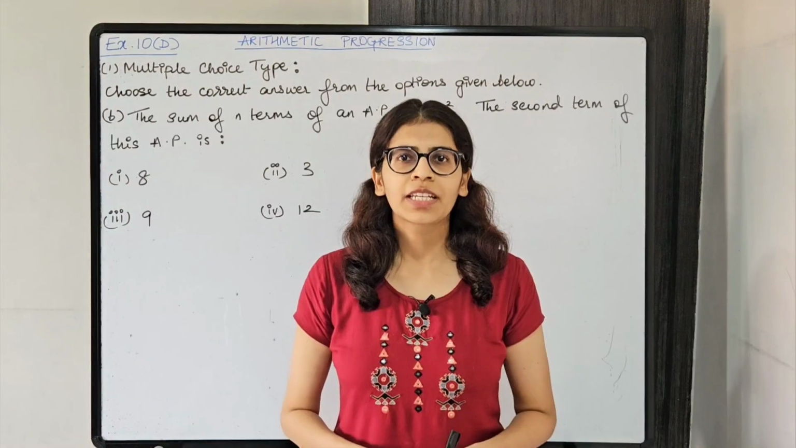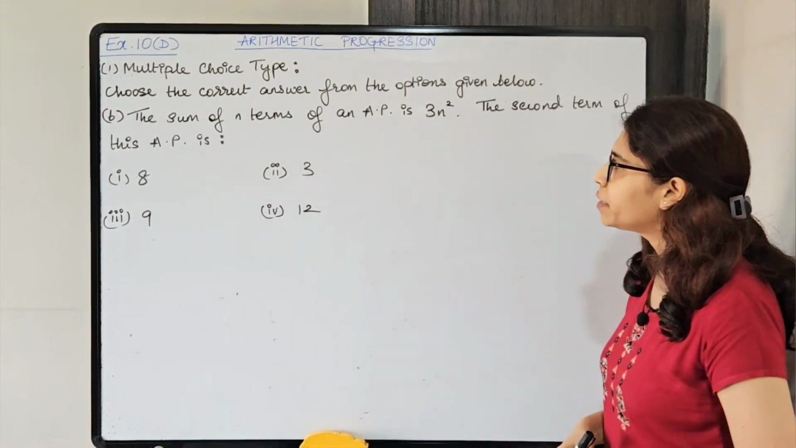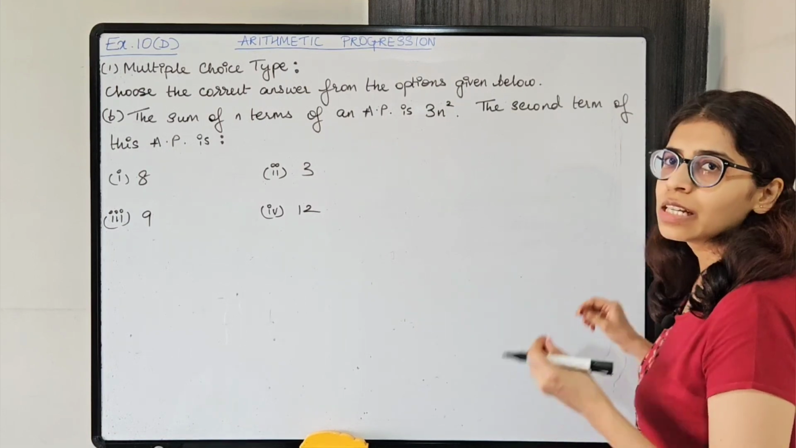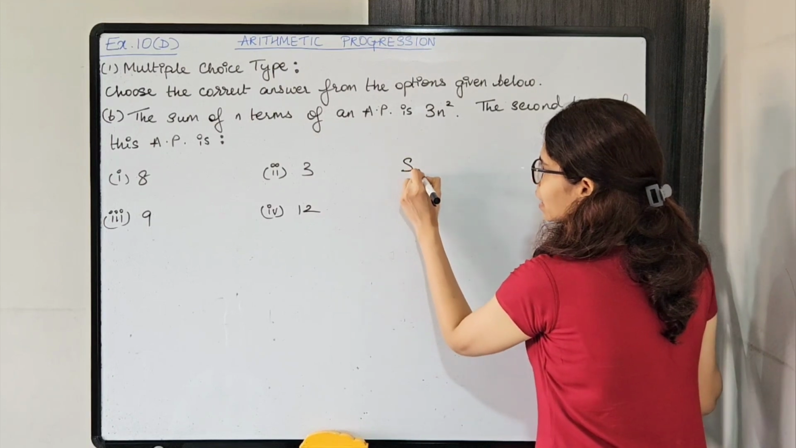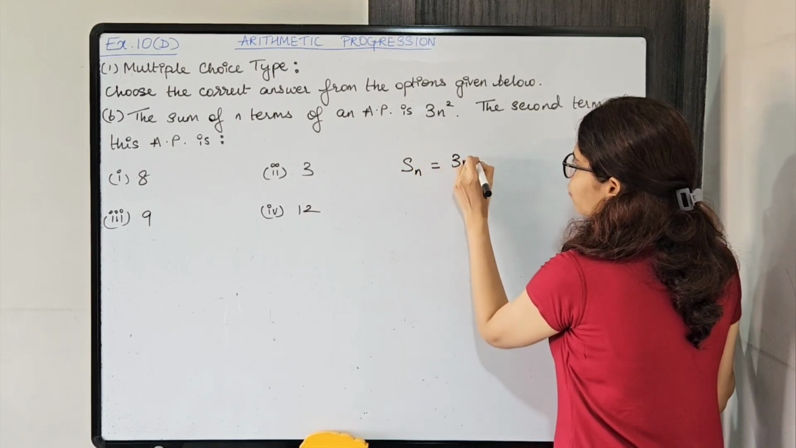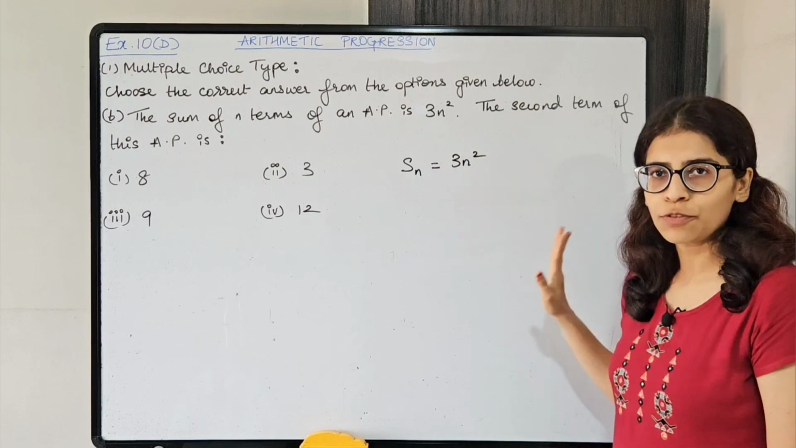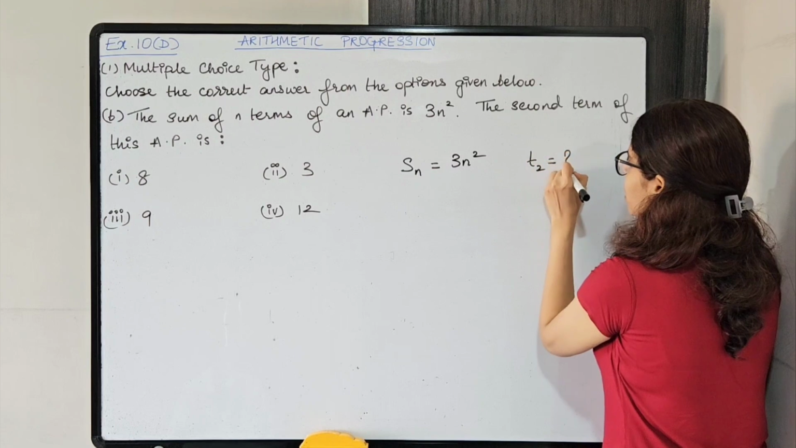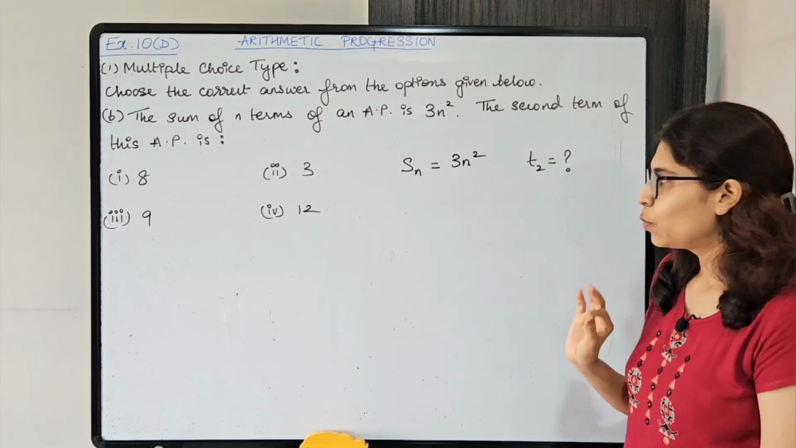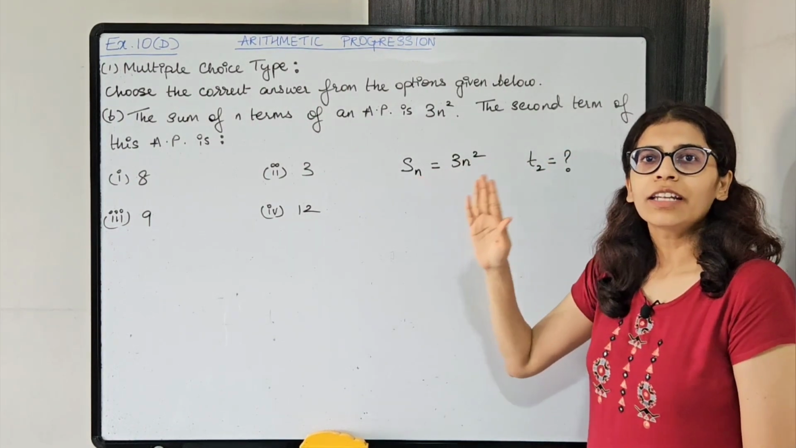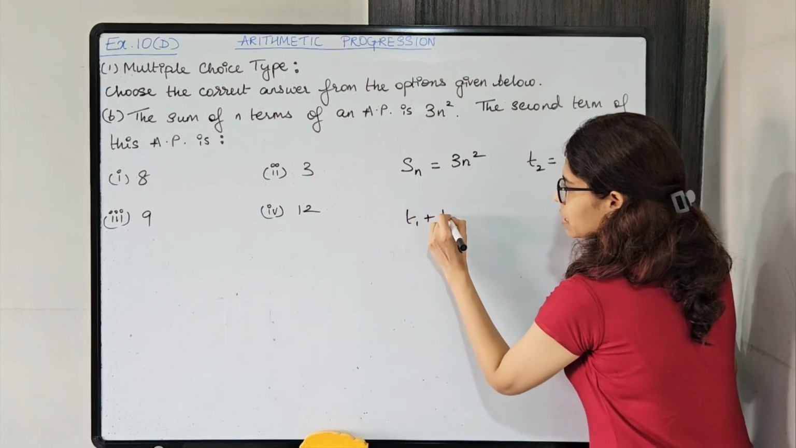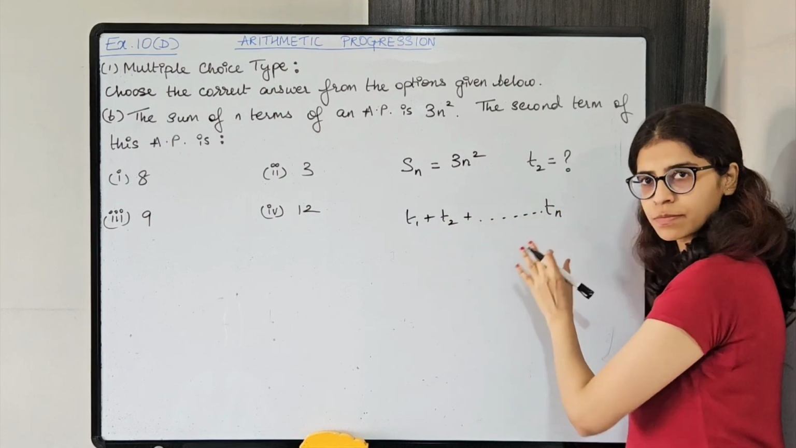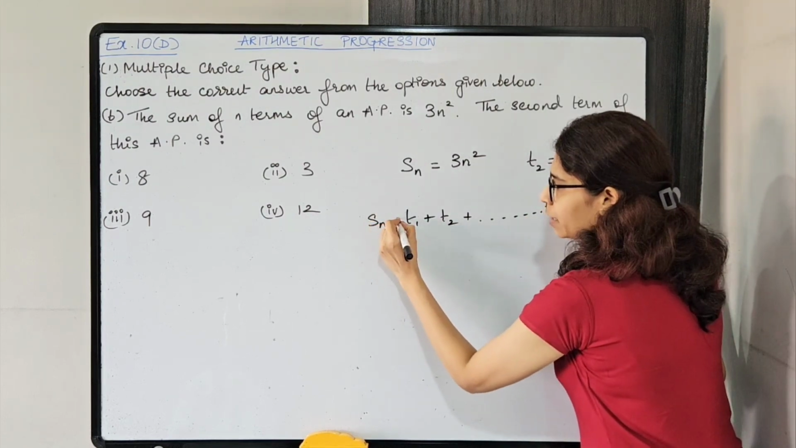Okay. Next MCQ, B, the sum of n terms of an AP is 3n square. The second term of this AP is. Sum of n terms, that is Sn, is 3n square for the AP. You are given this information. You need to find out the second term of the AP. Second term क्या है ये find out करना है. Now sum of n terms means you are starting from the beginning. T1 plus T2 plus up to nth term you are adding all the terms. Correct? So this is sum of n terms.